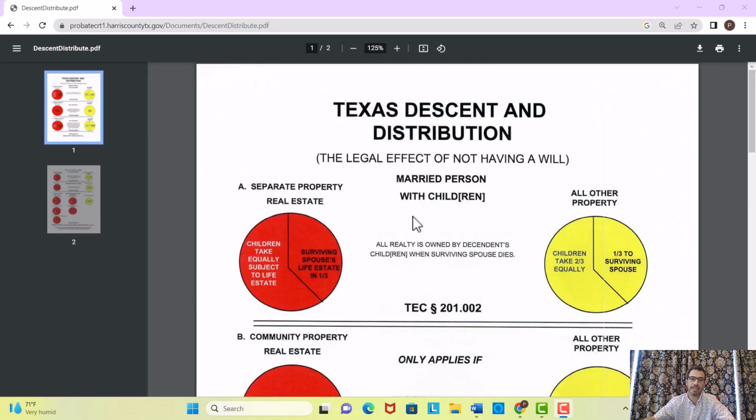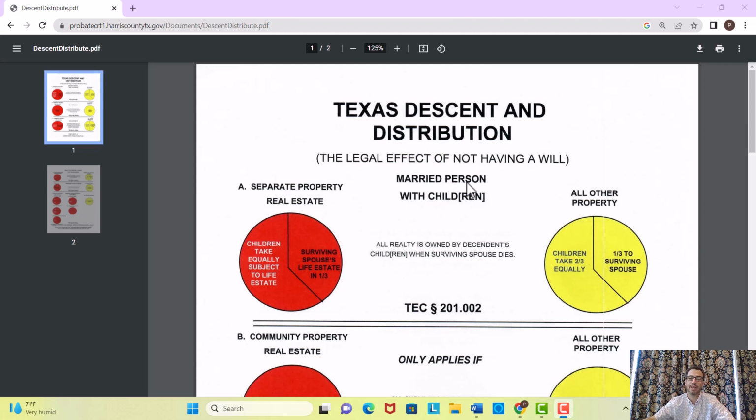What we have on the screen today is a chart entitled Texas Descent and Distribution. If you're an attorney that works for my firm, you likely have been handed this when you started working at the firm. It's a quick desk reference when someone dies without a will and you're trying to explain to a client what assets the client or the heirs of the decedent are going to inherit. This intestacy chart is actually put out by Probate Court 1 in Harris County. It's something that we've used as a quick reference for years.